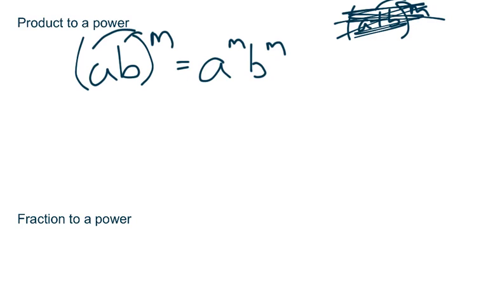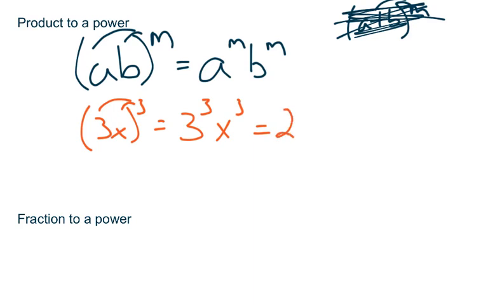For example, if I had something like 3x to the 3rd power, this is a distributive similarity, I guess you could call it, where both parts of that product, 3 to the 3rd, x to the 3rd, receive that power. So 3 to the 3rd, we can go farther, that'd be 27, and then x to the 3rd.